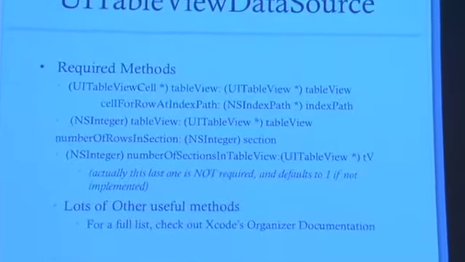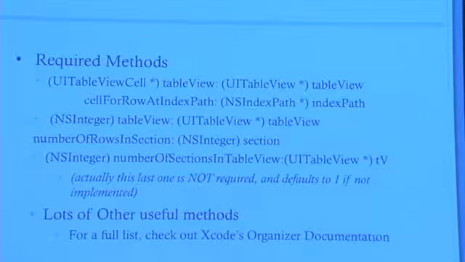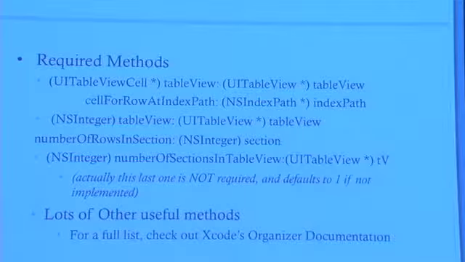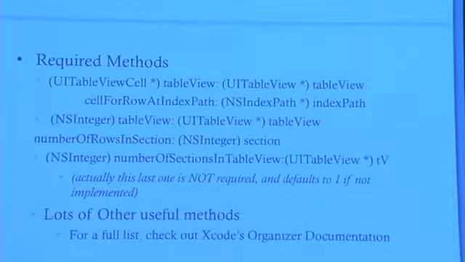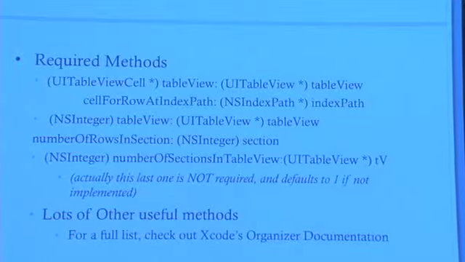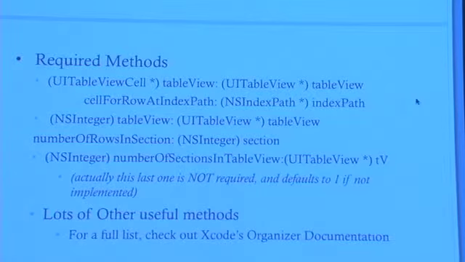And then there's tableView:numberOfRowsInSection:, which obviously is telling the table view how many rows it's going to need in each section. And then there's this third method, numberOfSectionsInTableView. And this one's actually not required, but it is. It just defaults to 1 if you don't implement it. But it's telling the table view how many sections are needed.